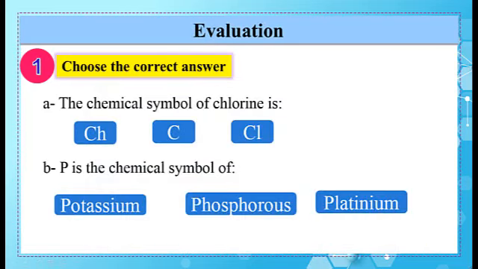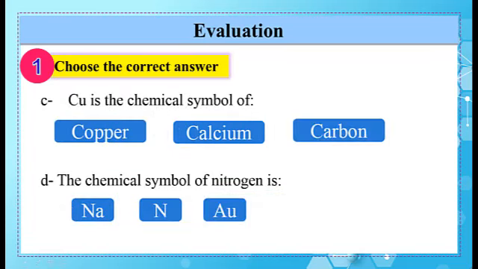Evaluation. Choose the correct answer. The chemical symbol of chlorine is Cl. P is the chemical symbol of phosphorus. Cu is the chemical symbol of copper. The chemical symbol of nitrogen is N.